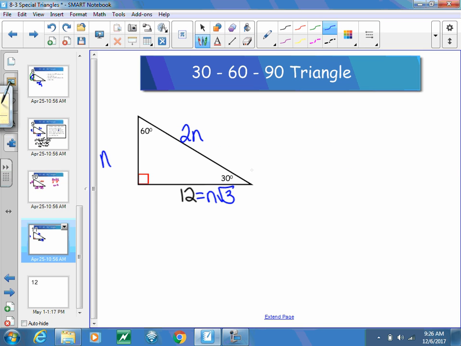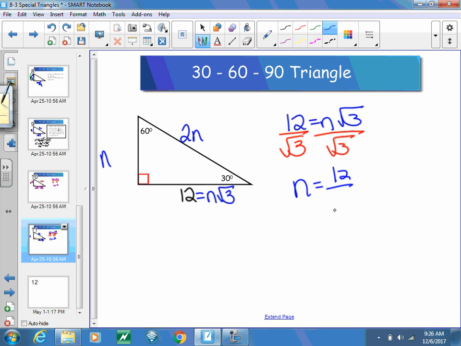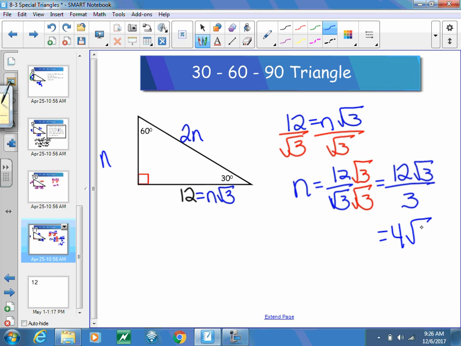So to find our shortest leg, I'm going to set up the equation. So 12 equals n times the square root of 3. Divide both sides of our equation by the square root of 3. n equals 12 divided by the square root of 3. Rationalize our denominator. And 12 times the square root of 3 over 3, which can simplify to 4 square roots of 3. So our shortest leg here is going to be 4 square roots of 3. If we double that, we would get 8 square roots of 3.